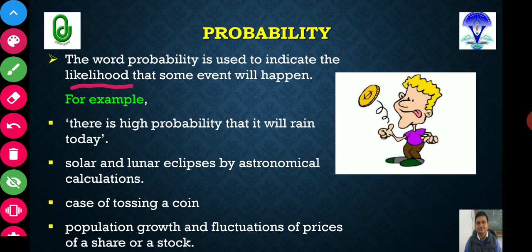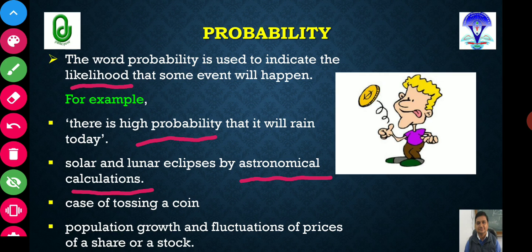These are the examples. There is high probability that it will rain. Whether it will rain or not, that is a different thing, but there is a high chance that it will rain. Then comes the solar and lunar eclipses. You might be aware of the solar and lunar eclipses, and they are very well predicted by astronomical calculations. These calculations are based on probability.